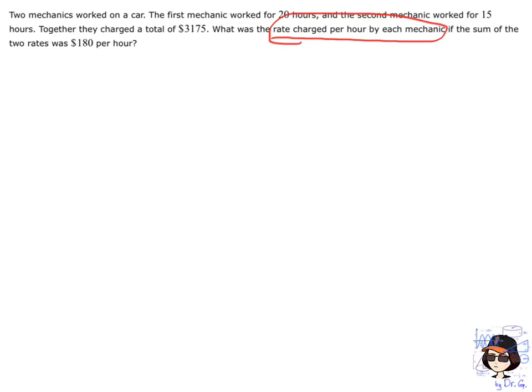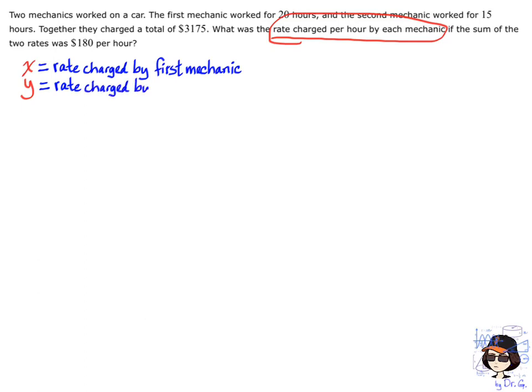So that means we have two things that we need to find. So we're going to have two variables. So I always choose X and Y. I'm not very creative. So I'm going to say X is the rate charged by the first mechanic. So I have a first mechanic and a second mechanic. And so then I'm going to say Y is the rate charged by the second mechanic.